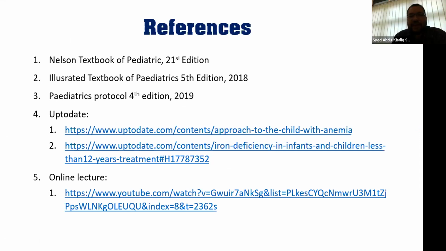Okay, I have one thing I want to ask. How do you differentiate between... okay, what do you understand by RDW? And also the Mentzer index is almost the same thing, as it's assessing the same thing.